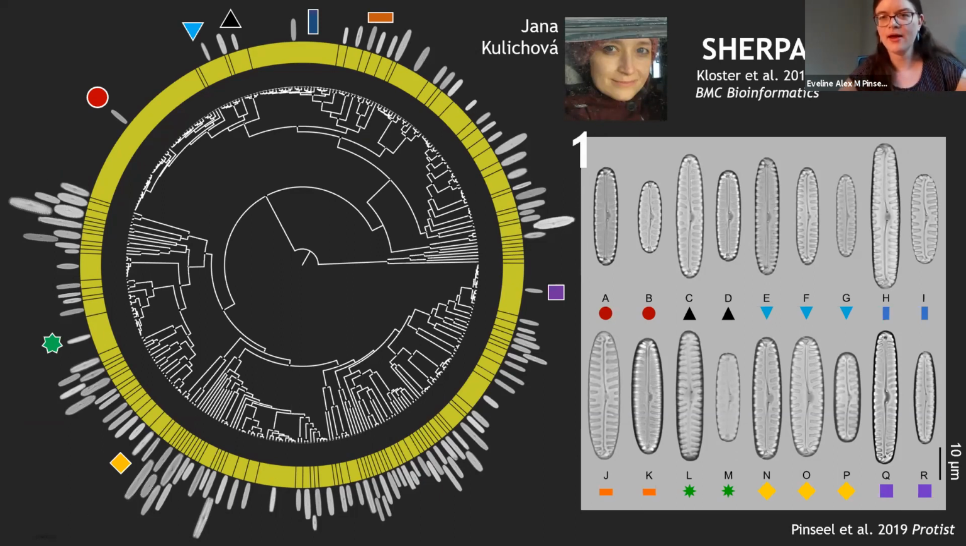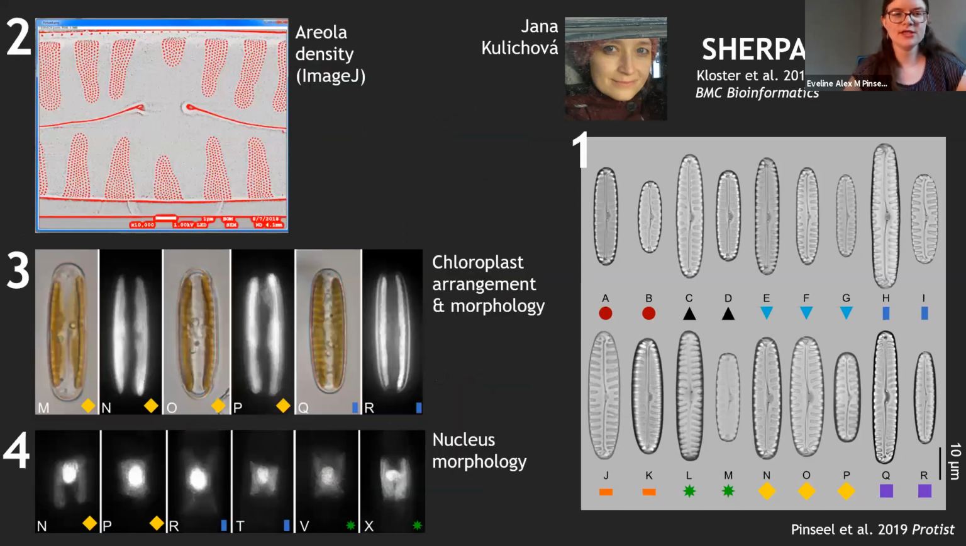And we used Sherpa by Michael Kloster as our program for the morphometric analysis, because Sherpa is really good as well. It's very easy to use, and it's really good at getting information on shape from pictures. And we also looked at ultrastructure, so we did a lot of SEM, and for example, we quantified the density of the areolae in the alveoli as a parameter.